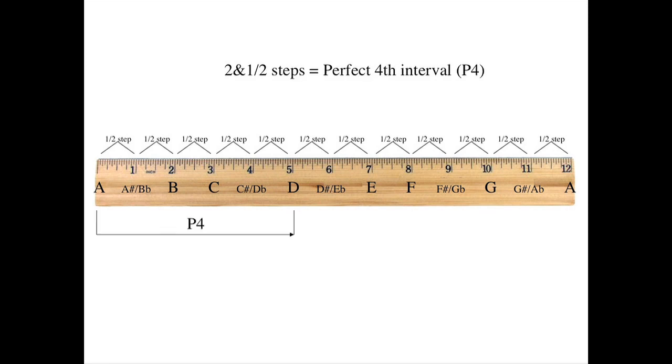Perfect fourth is our next interval. It's the distance of 2.5 steps. You start on an A, you go up a perfect fourth, you get a D. You start on an A, you go down a perfect fourth, you get an E.